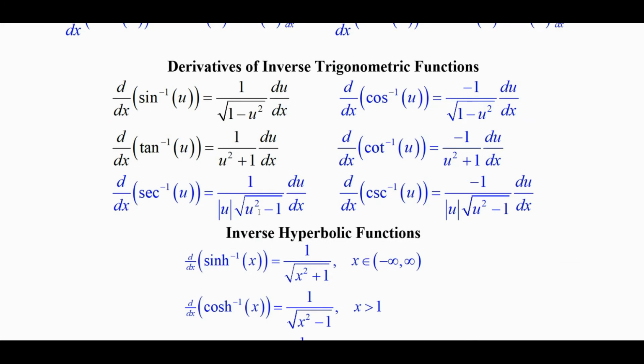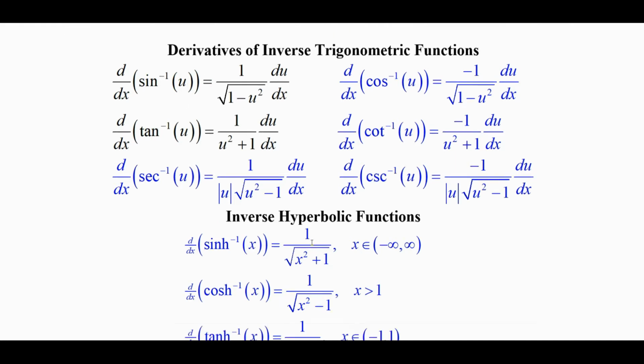Maybe a little bit more important are derivatives of inverse trig functions. Derivative of arc sine of u is 1 over the square root of 1 minus u squared times du over dx. And the derivative of the arc tangent of u is 1 over u squared plus 1 du over dx. And you can also see in blue some of the other basic inverse trig functions. You should at least memorize these ones in black.